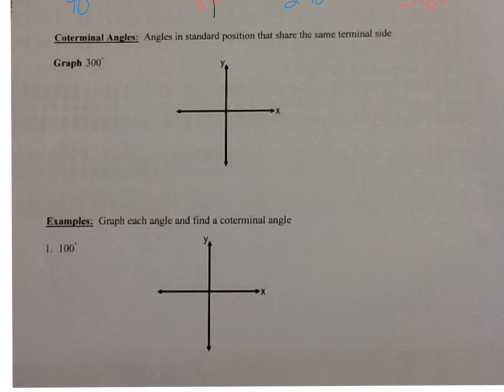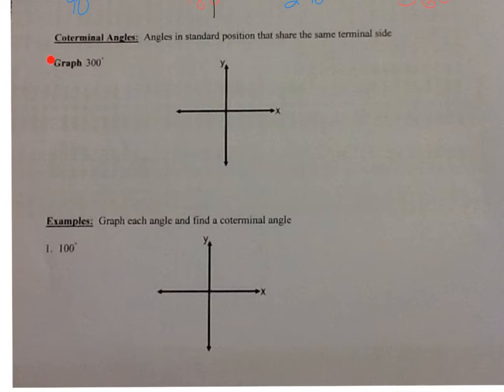Okay, let's talk about coterminal angles. Coterminal angles are angles in standard position. So remember, a standard position angle has its initial side on the positive x-axis, and it has to terminate in one of the quadrants and have the vertex at the origin. And it has to share the same terminal side.